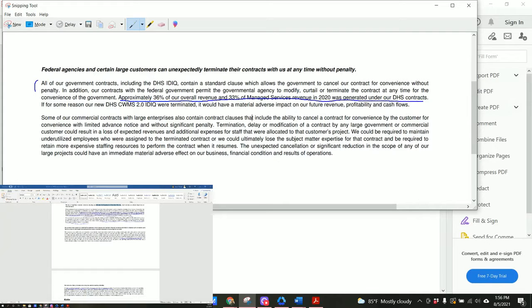This contract, or this set of contracts, well, we need to figure out if this is one contract or if it's a set of contracts. But this one contract or set of contracts makes up 36% of overall revenue and 33% of managed service revenue in 2020. So you need to note that in the notes as well.